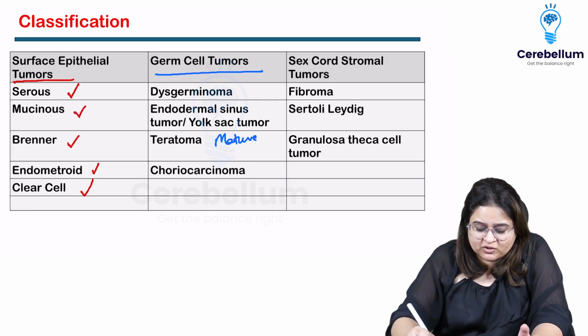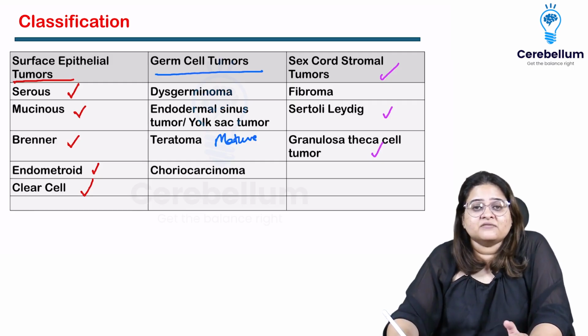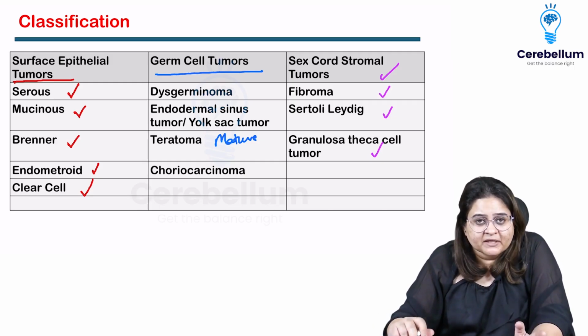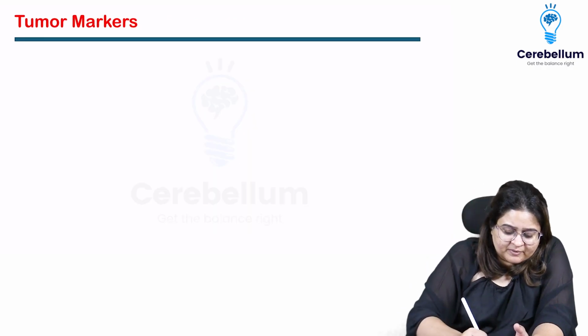And then you have the sex cord stromal tumors, where we've discussed these, but you can also have malignant variants of all the three types. Now, tumor markers are very important. Tumor markers, remember, they are asked in the exam very commonly.